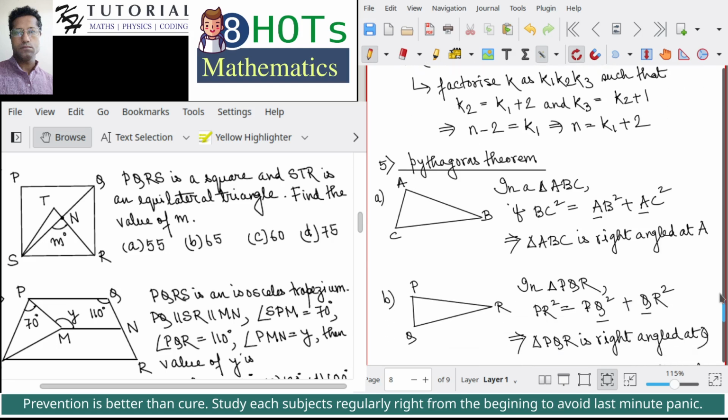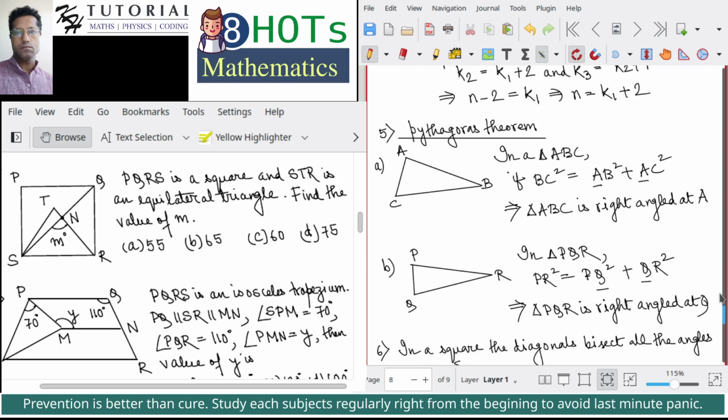The next concept is the Pythagoras theorem. You know that in a right angle triangle, the square of the hypotenuse is equal to the sum of the squares of the arms. But the reverse is also true. If in a triangle, let's say in the example A, in the triangle ABC, it is given that BC square is equal to AB square plus AC square. So from here we can clearly say that BC must be the hypotenuse of the triangle ABC and the other two sides are the arms. Now what will be the right angle of the triangle ABC? It is the angle opposite to the hypotenuse, that is BC, which is A.